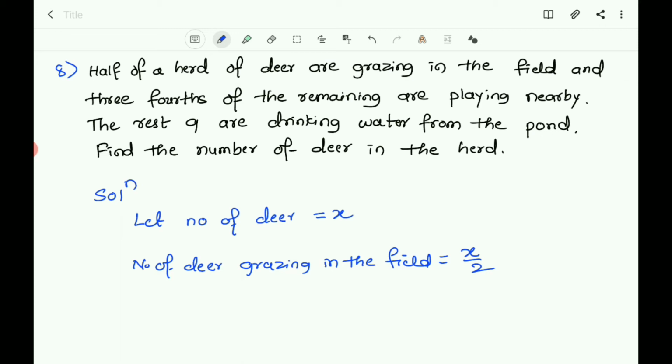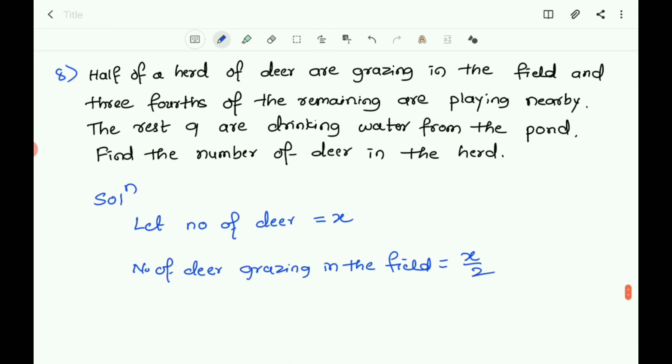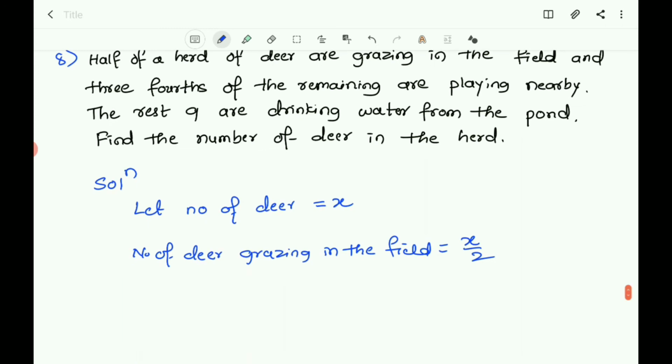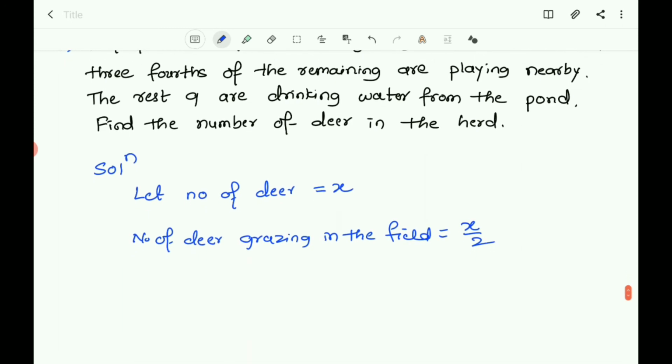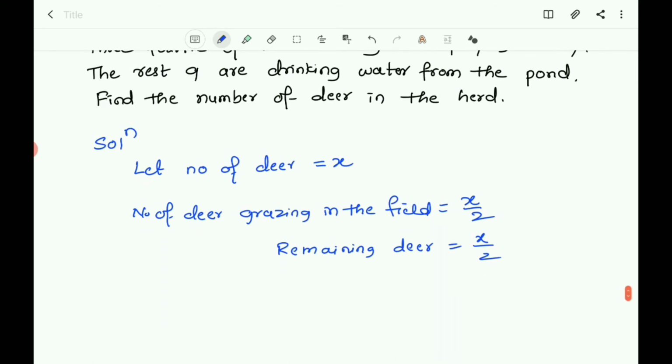Next it is also said that 3/4 of the remaining are playing. Half are grazing in the field, which means the remaining are half, so the remaining deer is also x by 2. Again, 3/4 of the remaining means 3/4 of x by 2 are playing.